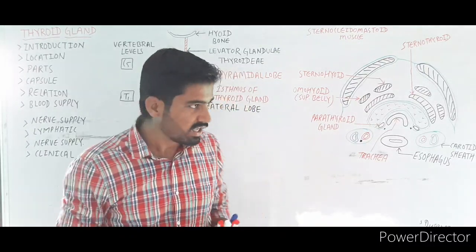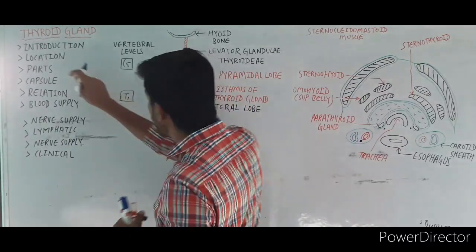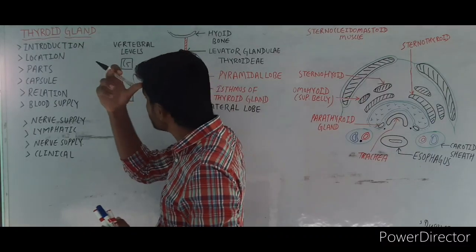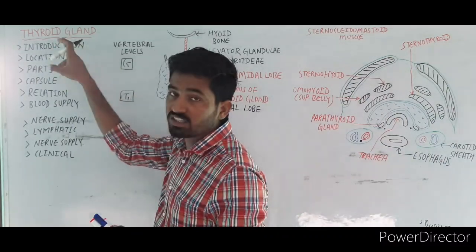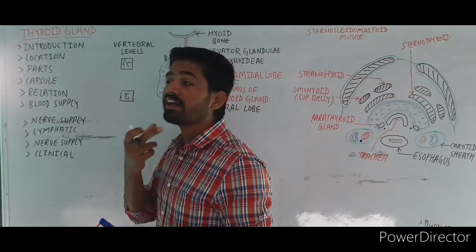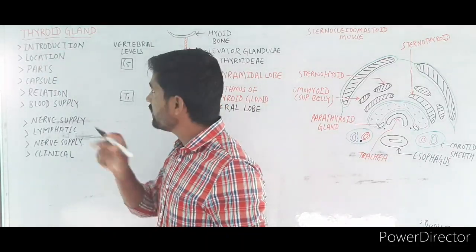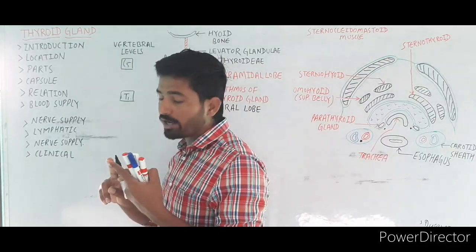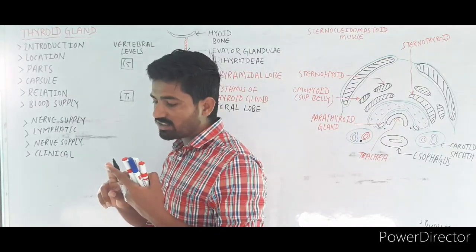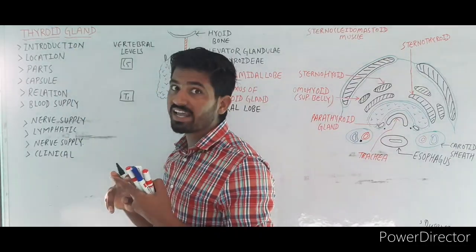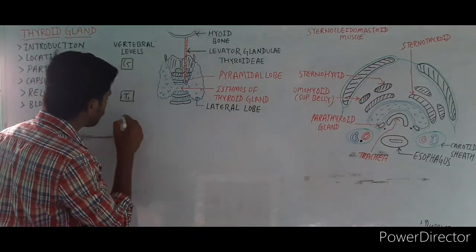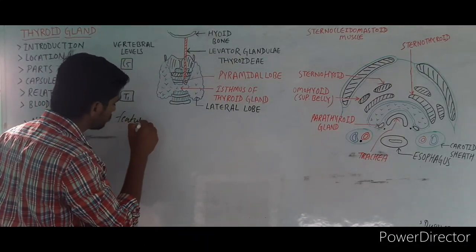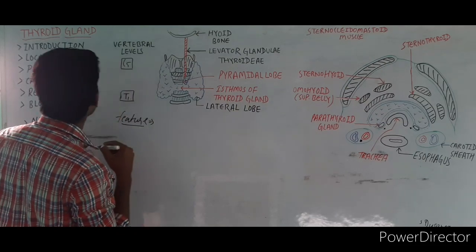Before going on to the proper anatomy of the thyroid gland, first of all we have to know some things. The thyroid gland is an endocrine gland, right? It is the only endocrine gland which is located superficially in our body, first thing. And it is the only endocrine gland which depends on the external environment. These two things are features of the thyroid gland.